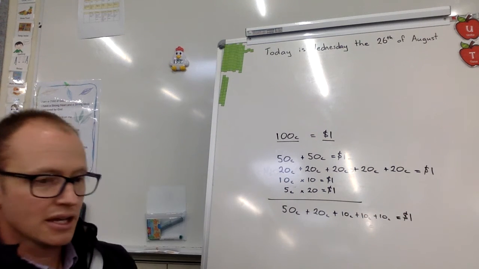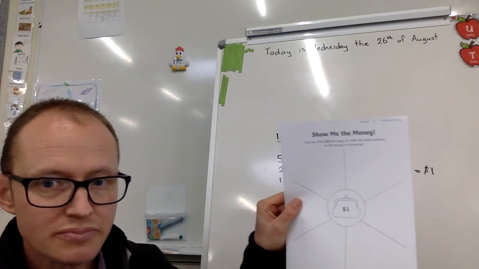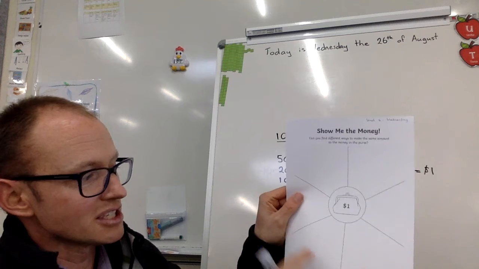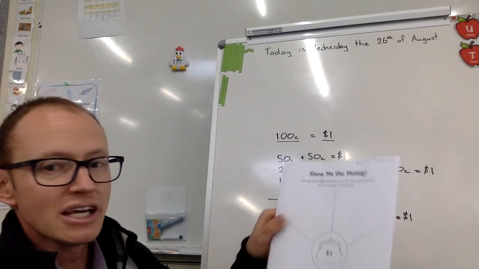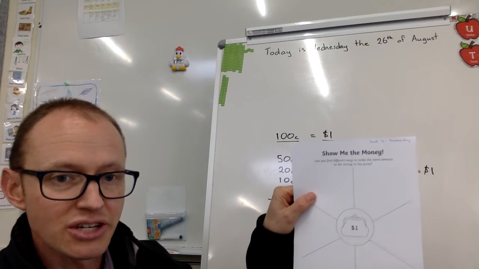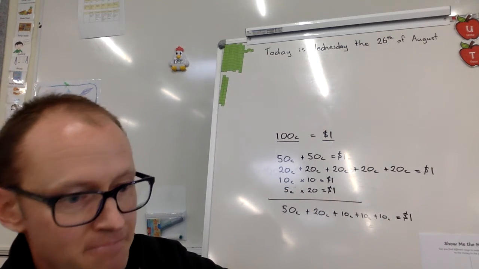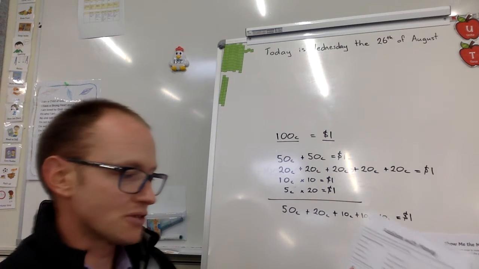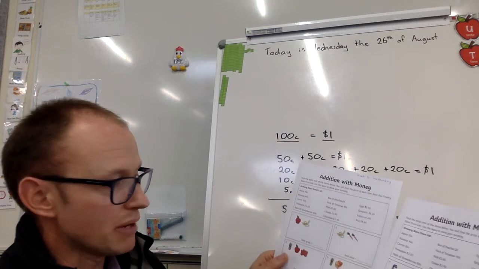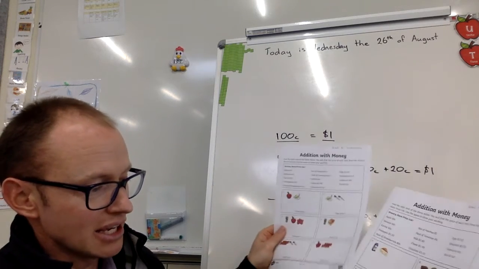Now today you've got an activity called Show Me the Money. On this here it's got some different lines coming out. What you're going to do, either through drawing or writing, is show some of the different ways that you can get to $1 or 100 cents. You've got two other sheets here, which are very similar. It looks like a lot, but actually there's only six questions on each page.